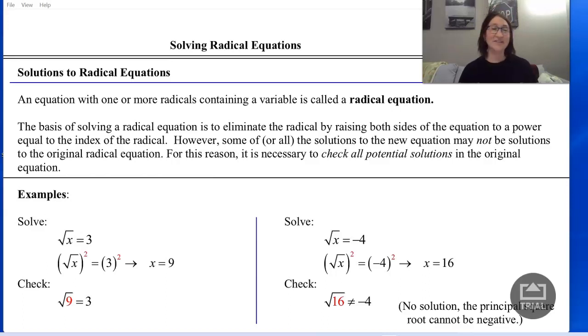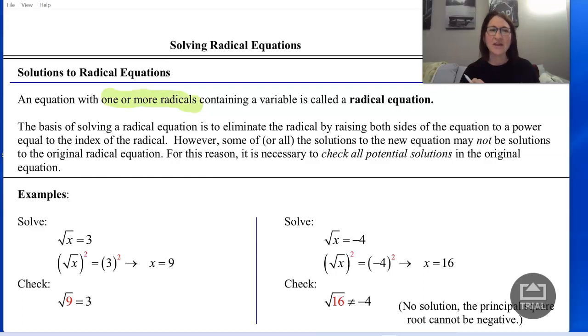So we are going to tackle 6.7, which is solving radical equations. First of all, we need to be able to recognize a radical equation. It's visually very simple. It's simply going to be an equation that has one or more radicals. That's it. That's our radical equation.